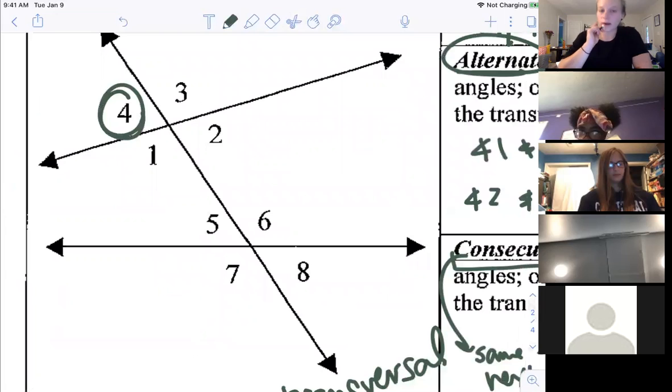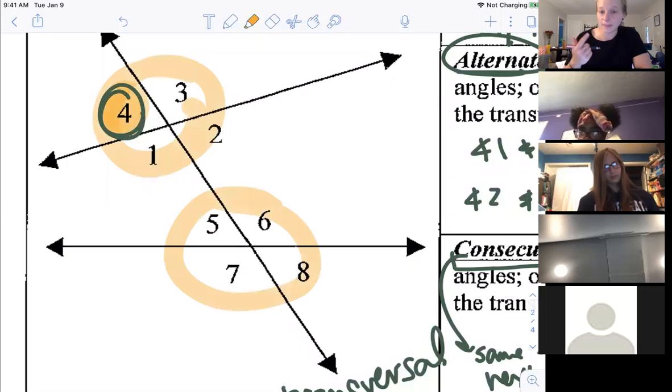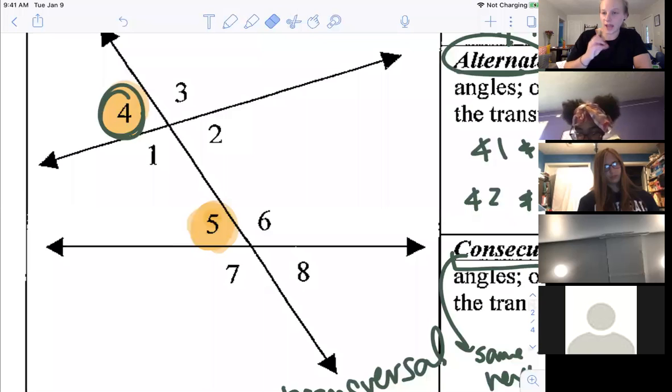If I'm looking at angle 4, technically in its little group of 4 angles it's in the top left-hand side. It's above, on the exterior, and it's also on the left side of the transversal. Its corresponding angle would also be on the top left of its pair. So if I'm looking at these 4 angles, the angle on the top left, the one that would be on top of the line, would be 5 or 6, and then the one that's on the left is angle 5. 4 and 5 are essentially in the same spot of their angle groups. So we call those corresponding angles. Can someone give me another pair of corresponding angles?